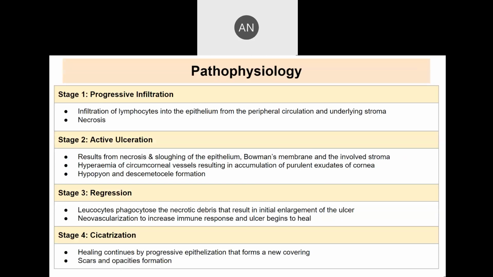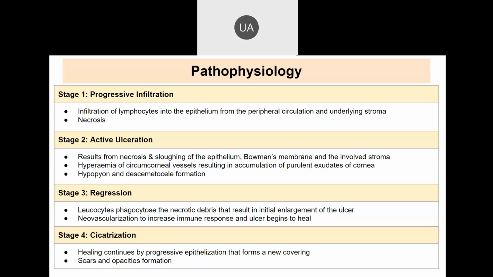So the pathophysiology is divided into 4 stages. The first stage is progressive infiltration, where the lymphocytes infiltrate into the epithelium from the peripheral circulation and underlying stroma, which causes necrosis of the tissue. In stage 2, or the stage of active ulceration, it results from the necrosis and sloughing of the epithelium, Bowman's membrane, and the involved stroma, and hyperemia of the circumcorneal vessels, resulting in accumulation of purulent exudates on the cornea, and the ulcer may progress to hypopyon and descemetocele formation.